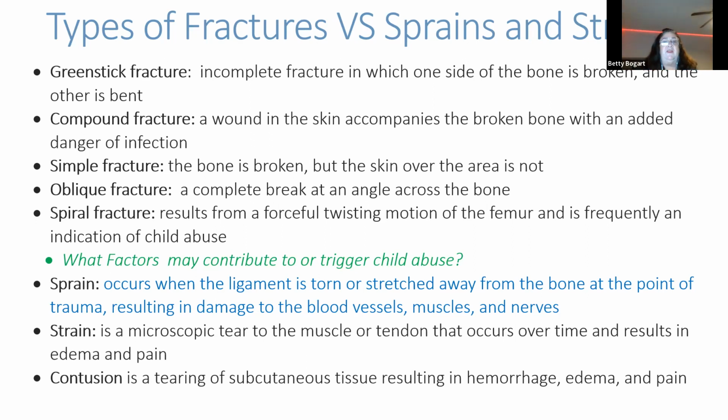Then we have the spiral. It's a sort of twisting type of motion, okay? You see this a lot in child abuse because they grab them and they twist them to put them back, usually in the arms. You'll see those, and those will be the ones that you're going to suspect.